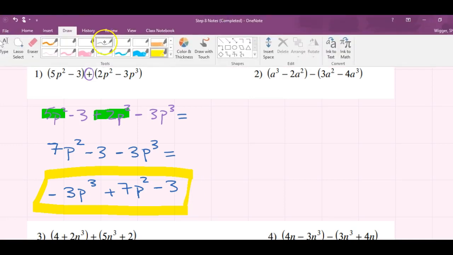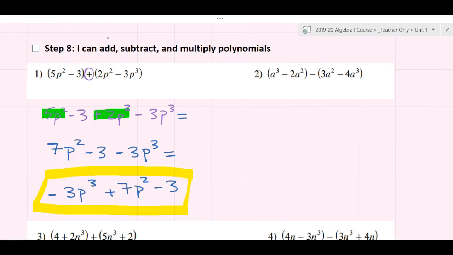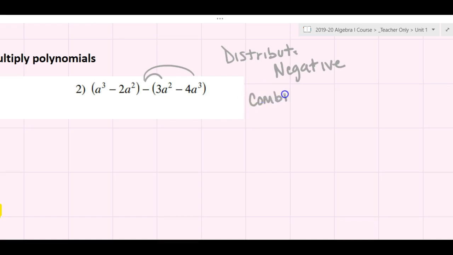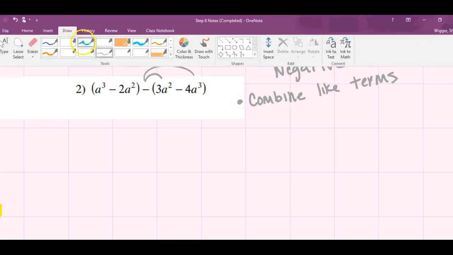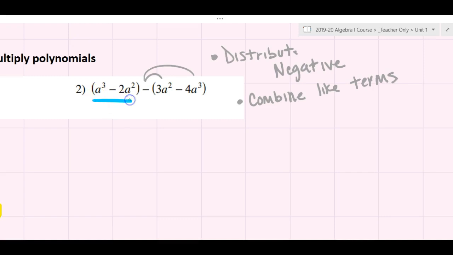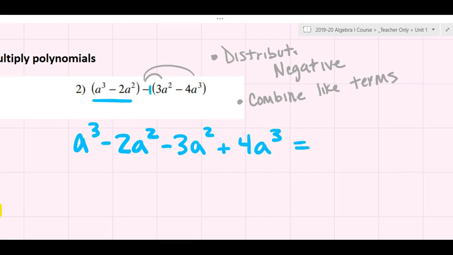When we subtract has two steps. We need to distribute the negative, then combine like terms. When I distribute the negative, the first expression does not change. So I'm going to bring that down. Now, when I distribute the negative, it's like multiplying a negative 1 times 3, which would be negative 3a squared, and negative 1 times negative 4 will give us positive 4a cubed. When we distribute a negative, it changes the sign of each term. The 3 was originally positive, became negative. 4 was originally negative, became positive.